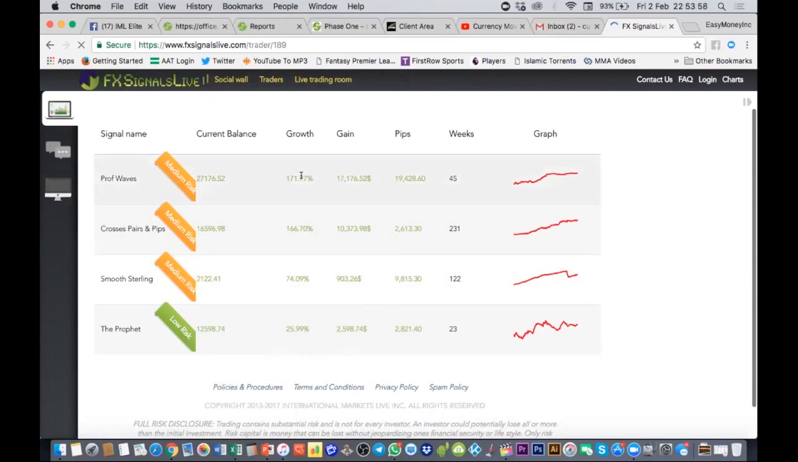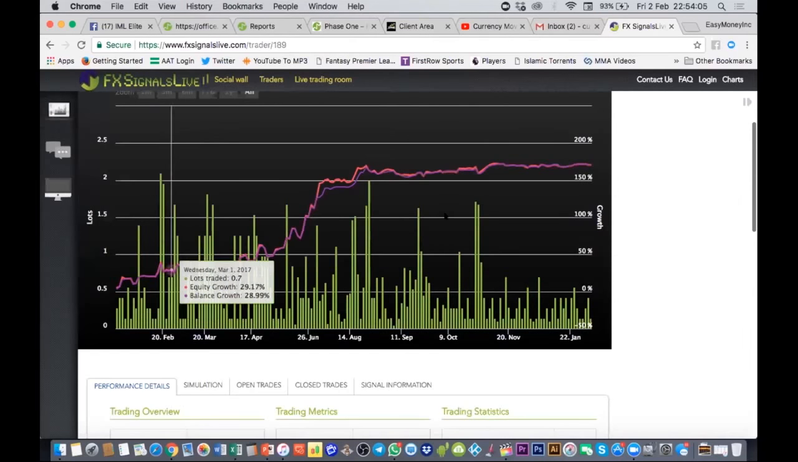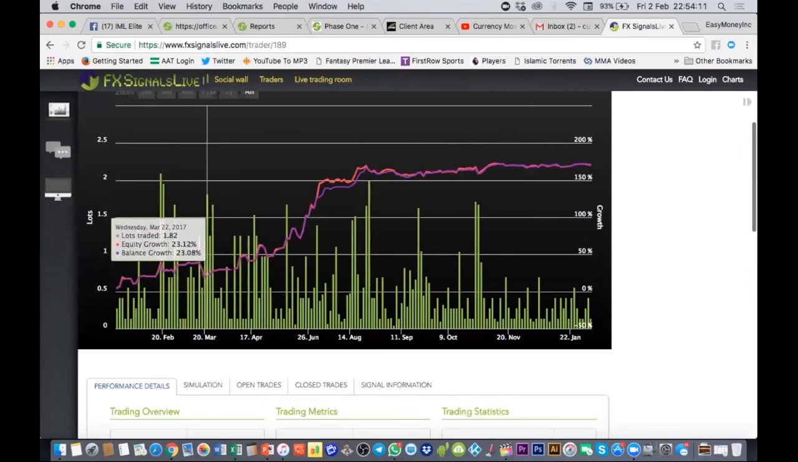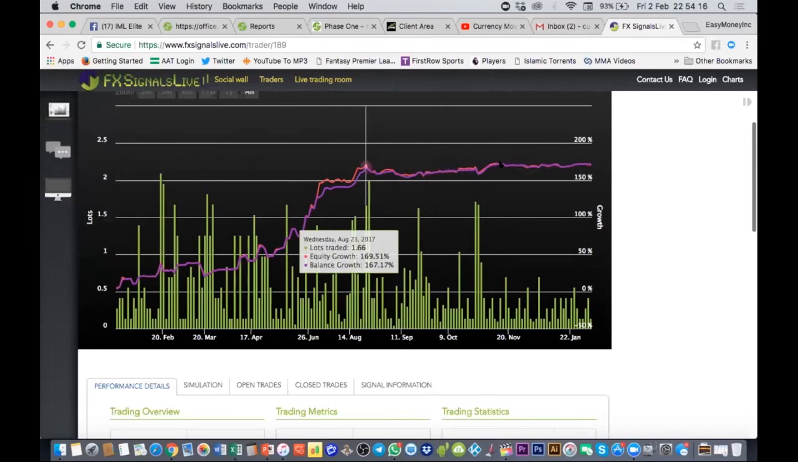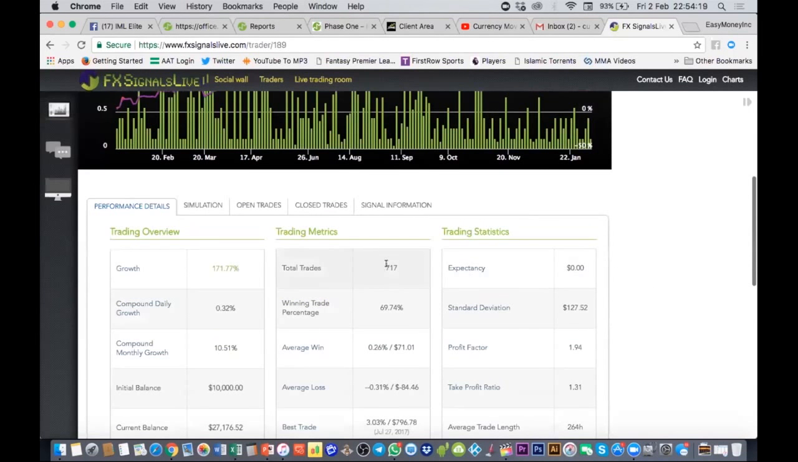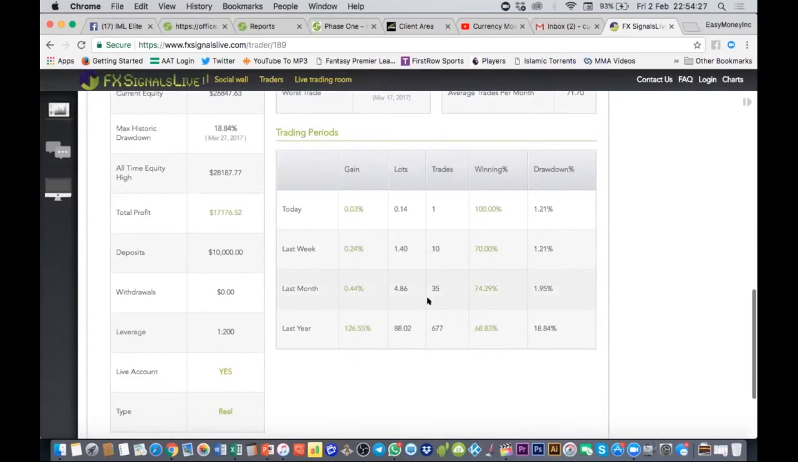If you want more information, you simply click on them and it will give you all the information about this trader. Okay, so he's a medium risk. He's traded with a real live account, and you can see all his results since day one. So you can see how the account has been going. He's had very little drawdown. He's done 717 trades to date with a 69.74% winning rate, which is really, really good. And as you can see, this is the trading for today. He's only made one trade, and that's 100% successful with only 1.21% drawdown.